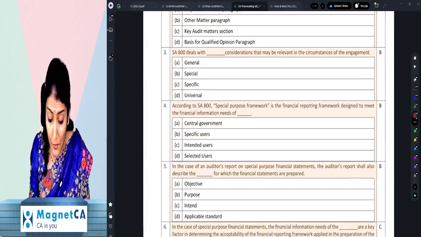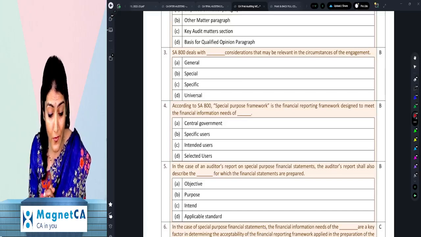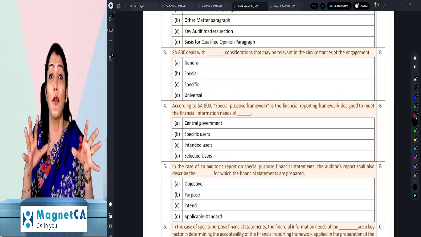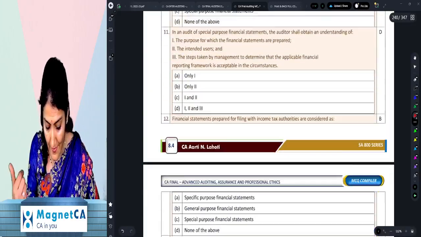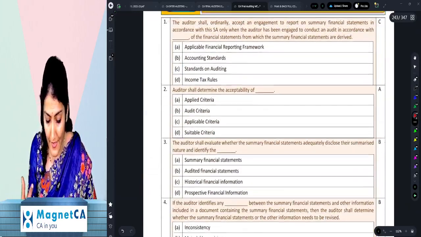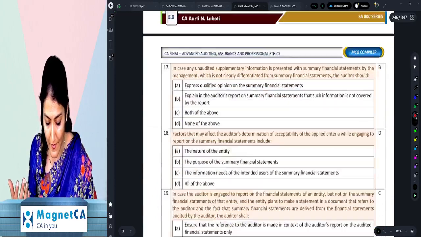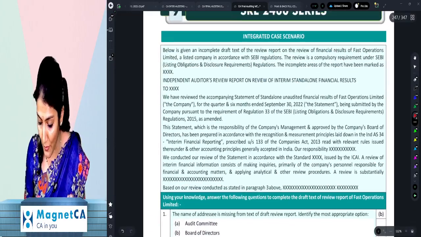When you try to answer these MCQs, based upon whether you get the right or wrong answer, you will be able to assess how good you are with your understanding of these particular standards, right? So you see these 800 series, then after the 800 you see the essay 805, and then the essay 810, the engagements to report on the summary financial statements. And likewise the content of the book continues, right?